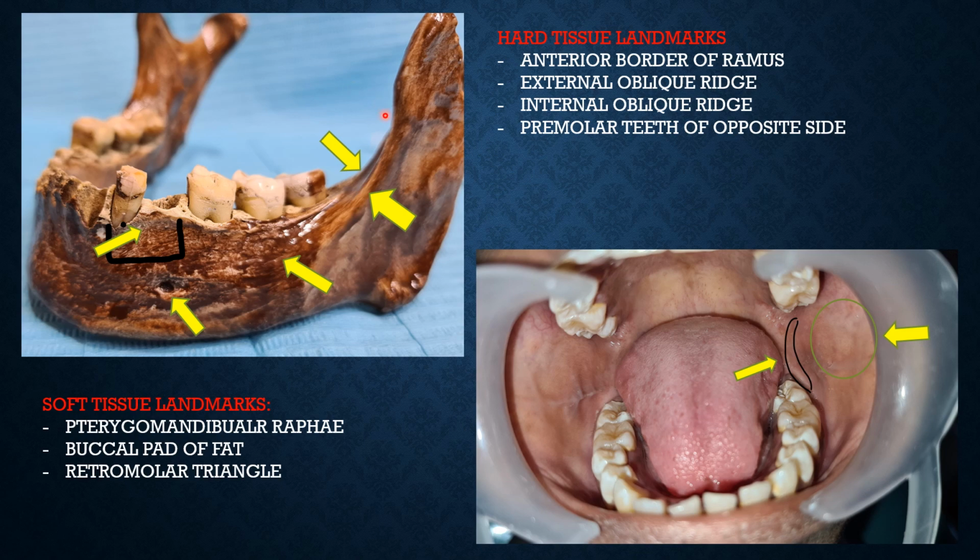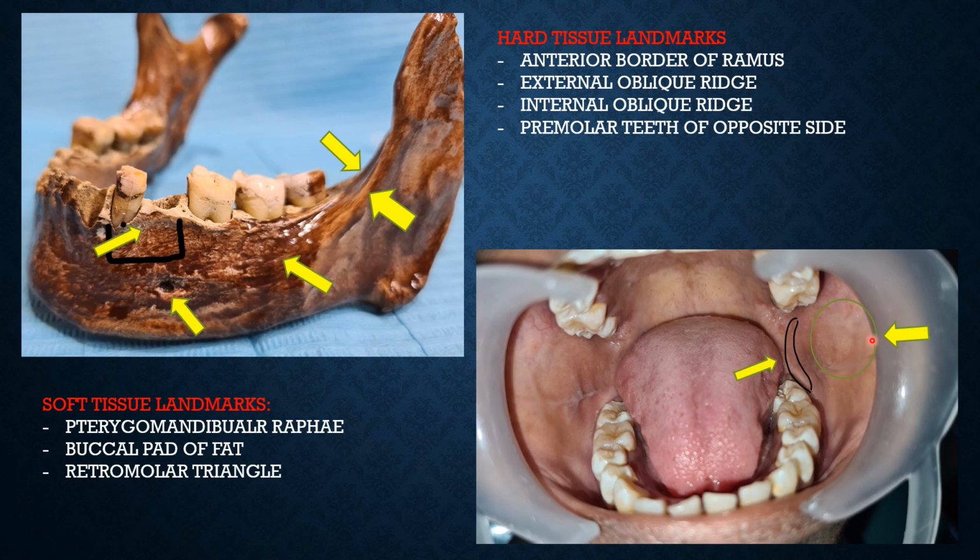One would be the anterior border of the ramus, the external oblique ridge. This is a ridge that continues downwards from the anterior border of the ramus, the internal oblique ridge, the premolar teeth on the opposite side. And we know that the mental nerve lies just below the premolars, in between the two premolars.